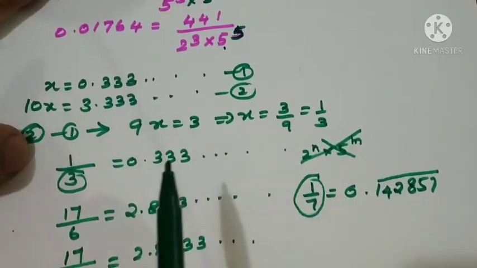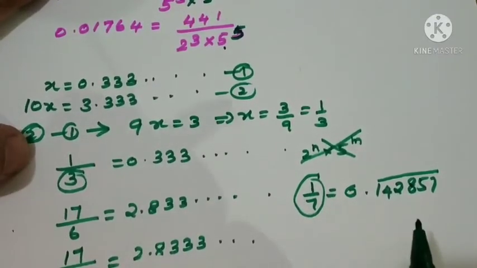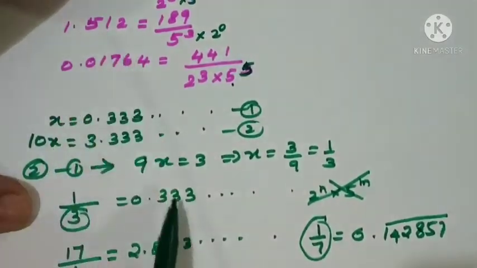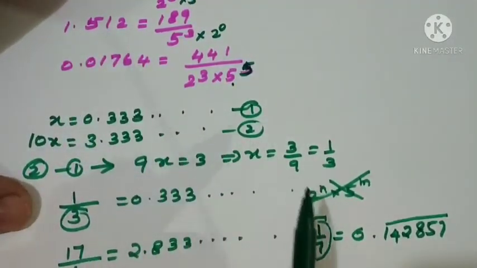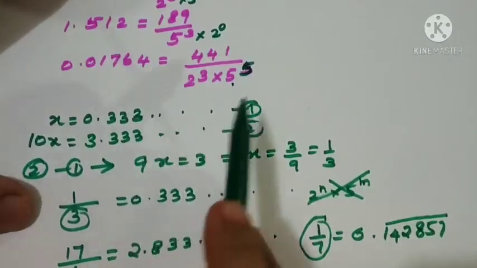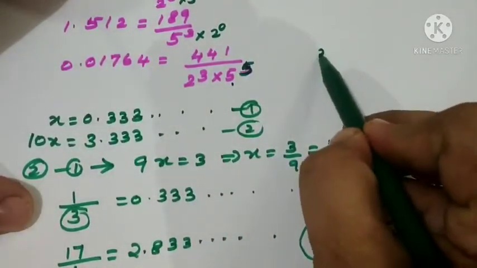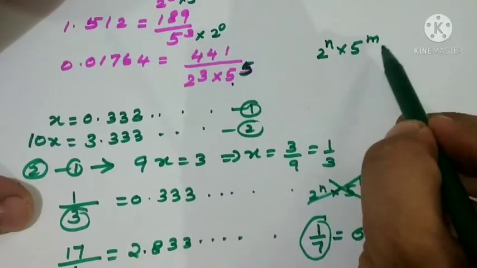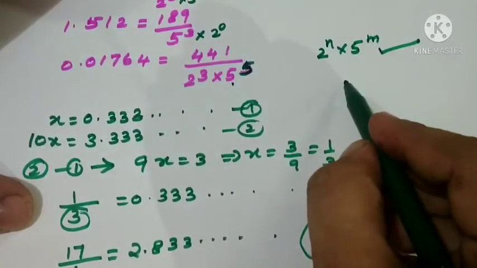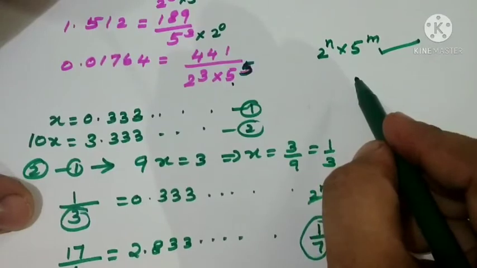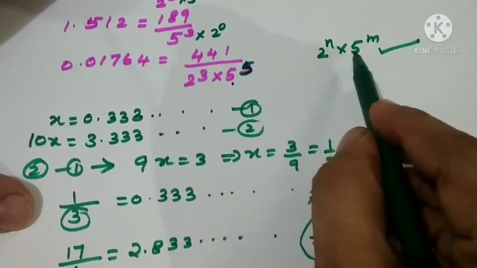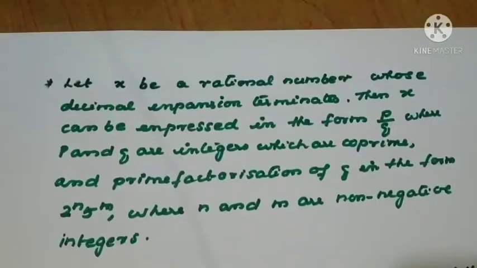When a rational number has a decimal expansion, it is of two types: one is a terminating one and another one is a non-terminating recurring one. If it is a terminating decimal, then the denominator can be expressed in the form 2 raised to n into 5 raised to m, right? When the decimal expansion is non-terminating recurring, then we cannot express the denominator in the form 2 raised to n into 5 raised to m.